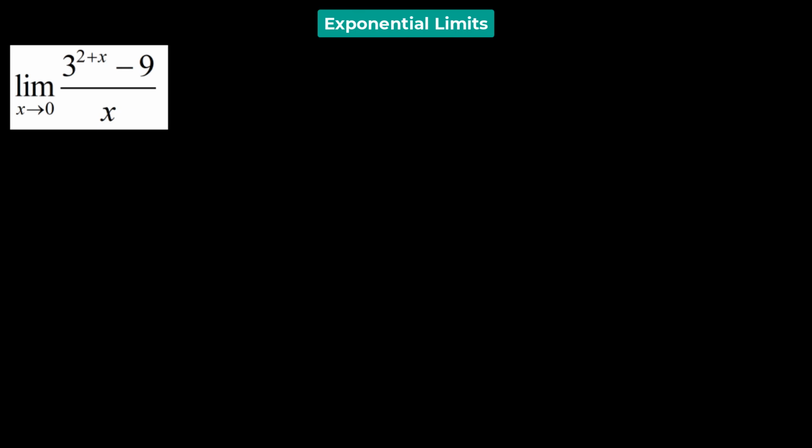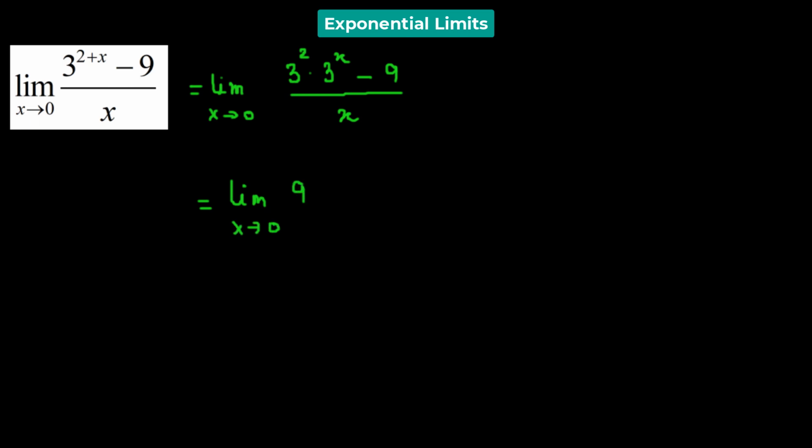So let us begin by working with the numerator first. So we have limit x approaching 0, 3 squared times 3 raised to the power of x minus 9, divided by x. So we can take 3 squared, which is 9, as the common factor. So that leaves us with 3 raised to the power of x minus 1, divided by x.